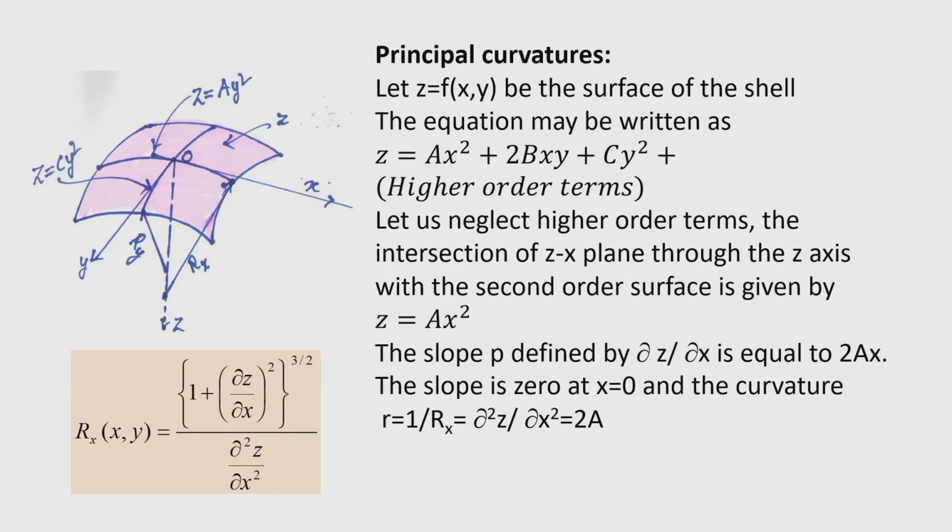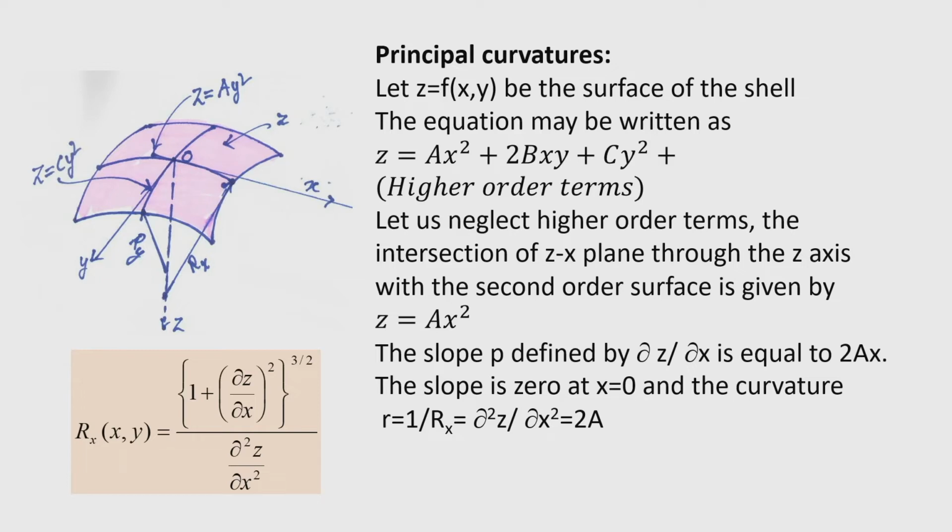Based on that, let us now define the principal curvatures. The principal curvatures will be useful to classify the shell. Now, let z is equal to f x y be the equation of the surface of the shell. Actually, we will not call it a plane, because it is a curved structure. So, therefore, it is called a surface, and this is a curved surface.